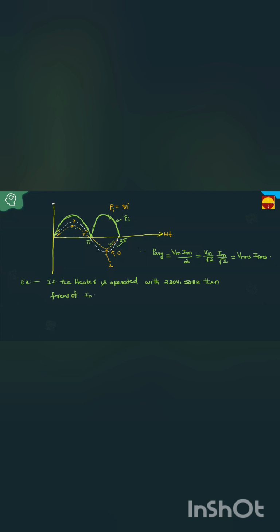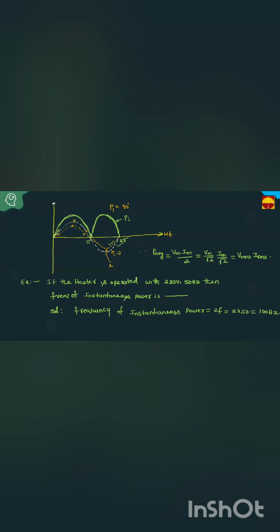What is the frequency of instantaneous power, friends? If the frequency is omega, the instantaneous power has frequency 2 omega. Then the frequency of instantaneous power is 2f, that is 2 into 50, that is 100 Hz.